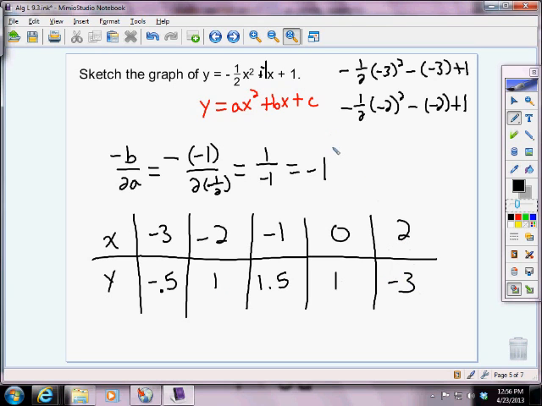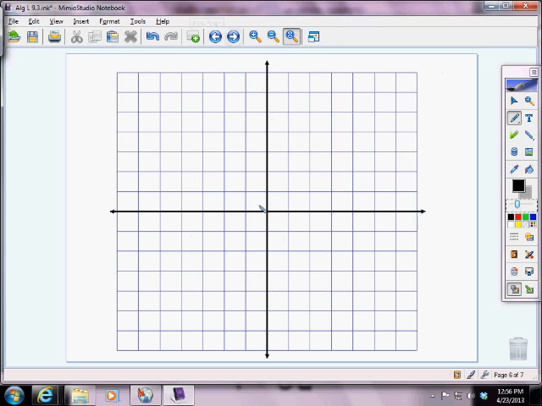Okay, so again, just creating an input-output table, being careful to type things correctly into my function. Then we just have to plot the points. So on my graph here, I have negative 3, negative 0.5, negative 2, 1, negative 1, 1.5, 0, 1, and 2, negative 3.